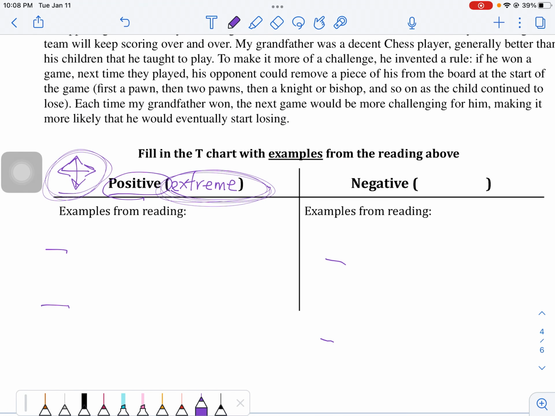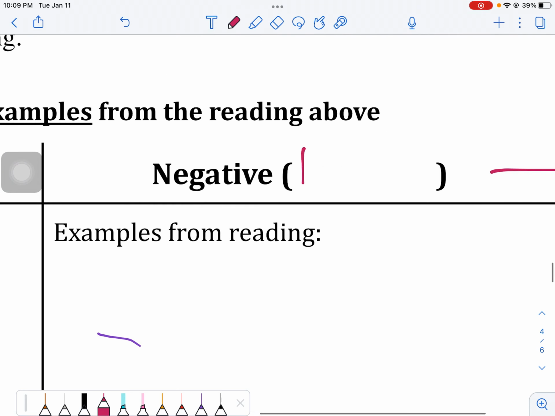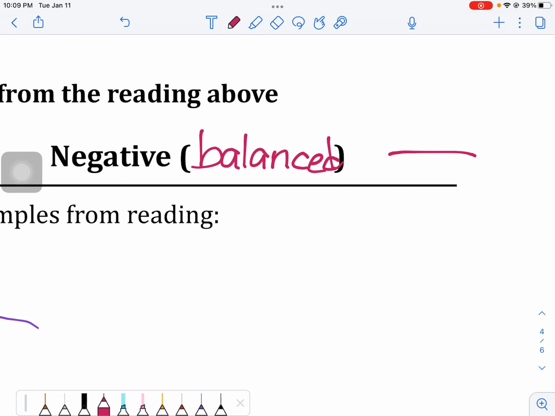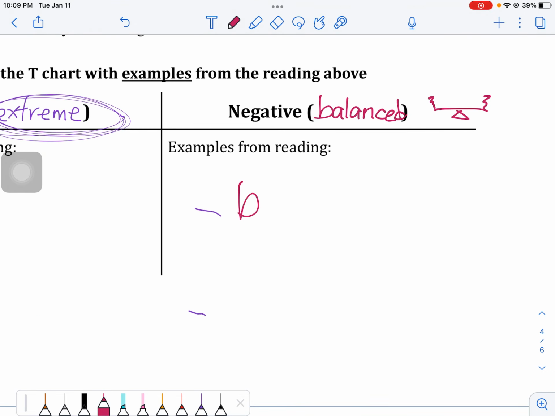Over here with negative, again, it's not a bad thing. It just means that they're not building on each other, increasing infinitely. Negative, our key word that we're thinking about here is balanced. And the little visual I like to use with the negative sign is like a little teeter-totter. Whatever happens over here on this side has got to happen over here on this side for the negative feedback loop to stay balanced.